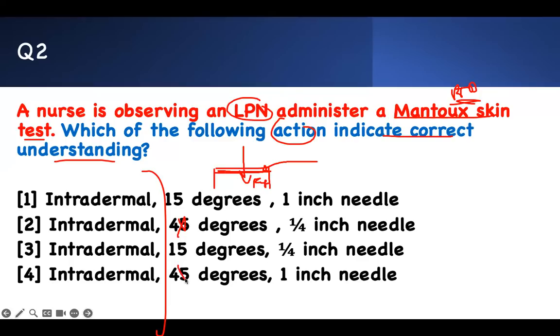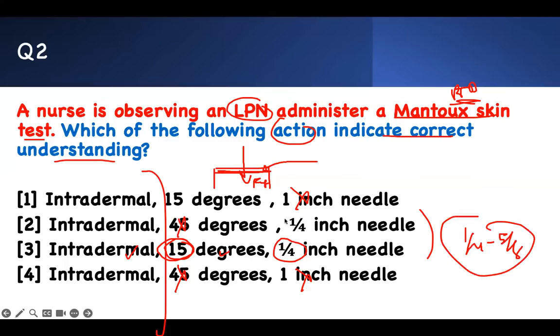So 45 is gone. The needle doesn't have to be long. If it's long, it passes the dermal space and will go into the fat. Therefore, 1 inch is gone, and you're left with this. Since this is wrong, and we only deal with 15 degrees, so intradermal is 15 degrees and the needle is 1/4 to 5/8 inch, and that's the size. Therefore, this is too long, and this is the right answer, 3. You see the way I approach it? It has to make sense to you. Number 3 is the right answer.